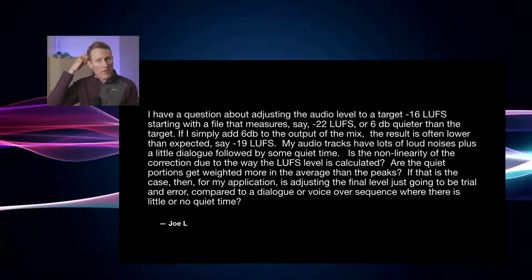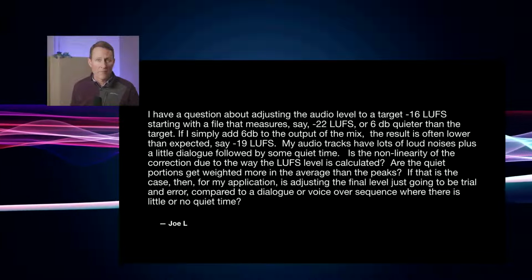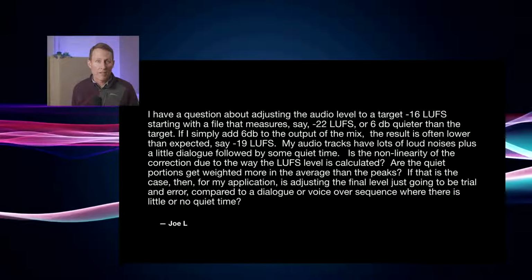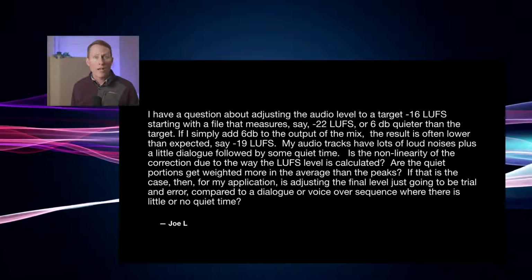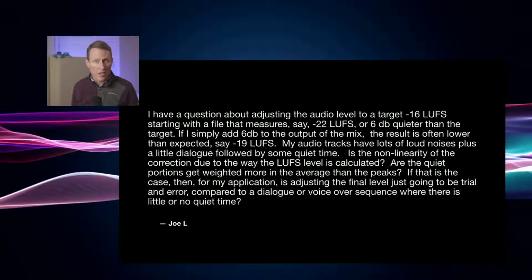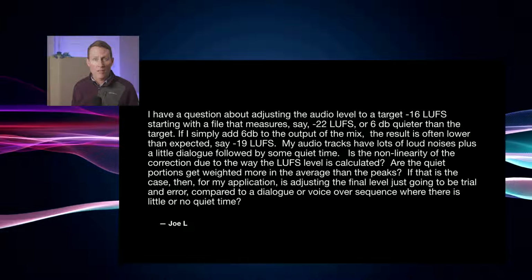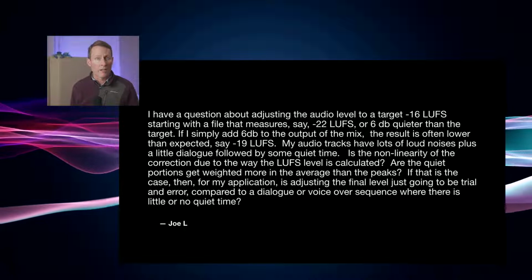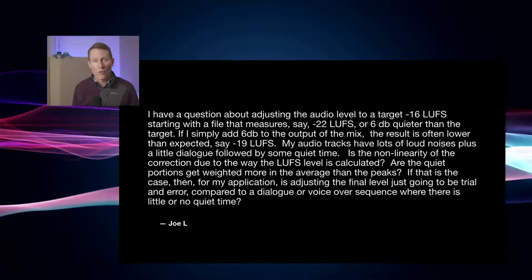My audio tracks have lots of loud noises plus a little dialogue followed by some quiet time. Is the nonlinearity of the correction due to the way the LUFS level is calculated? Are the quiet portions getting weighted more in the average than the peaks? If that's the case, then for my application, is adjusting the final level just going to be trial and error compared to a dialogue or voiceover sequence where there is little or no quiet time?